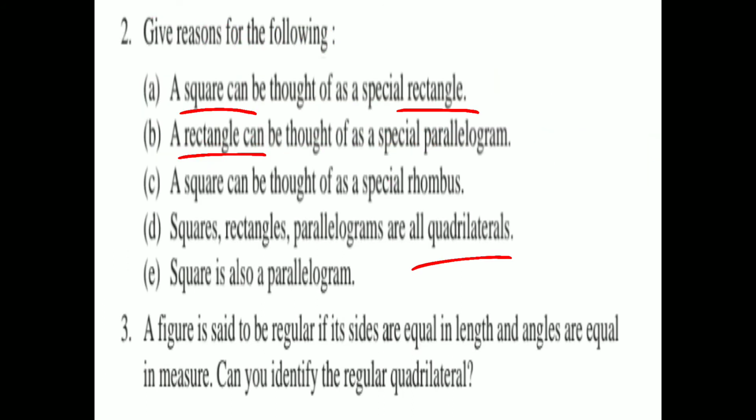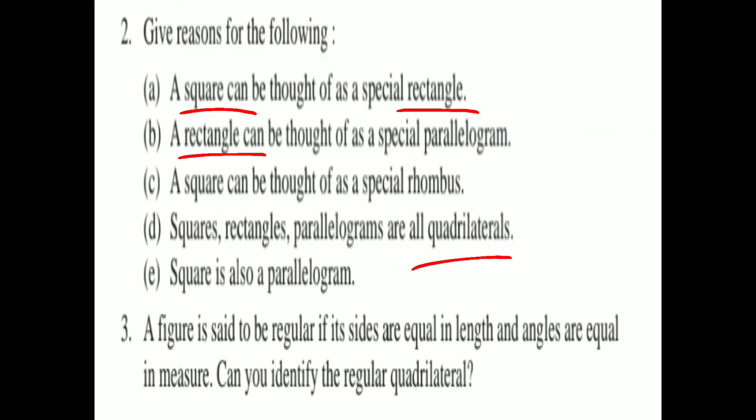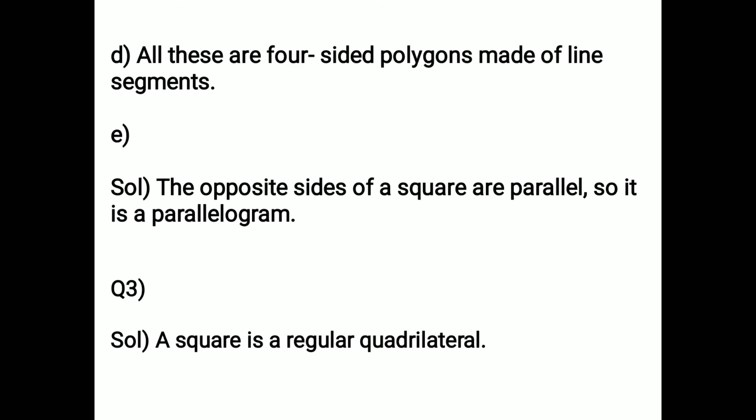Now see, a square can be a special rhombus. For the square, what happens? All the sides should be equal and each angle should be 90 degrees. Clear? So you write, a rhombus with each angle a right angle becomes a square. Then square, rectangle, parallelogram are all quadrilaterals made up of line segments. So you write, all these are four-sided polygons, because polygons are made up of straight lines. So they are quadrilaterals only.